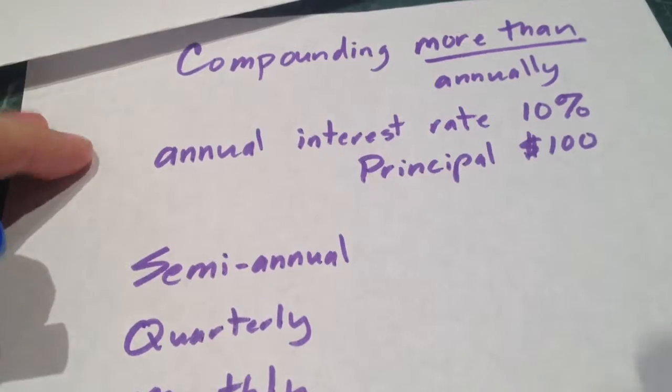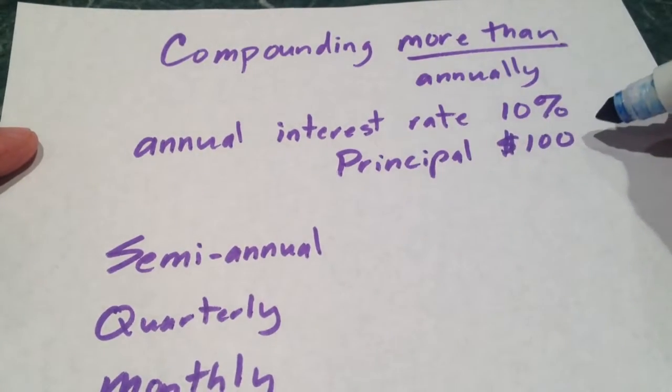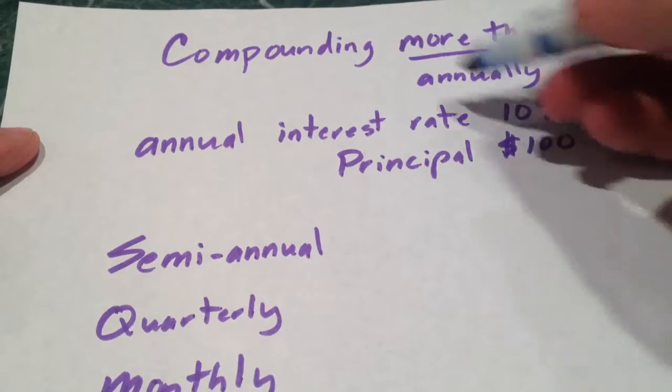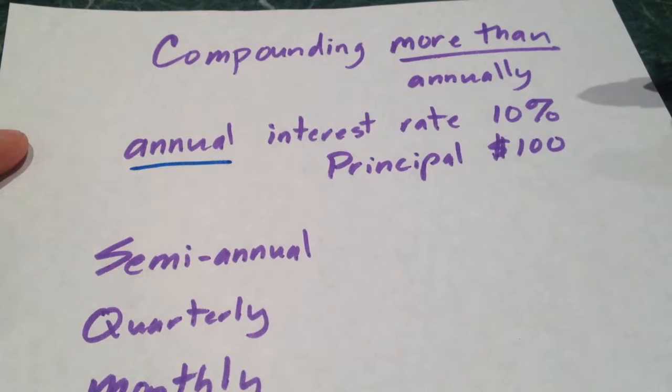Okay, moving on. Very often we do what's called compounding more than annually. So once again, we've got an annual interest rate of 10%. Generally, you're always given the interest rate as an annual amount.